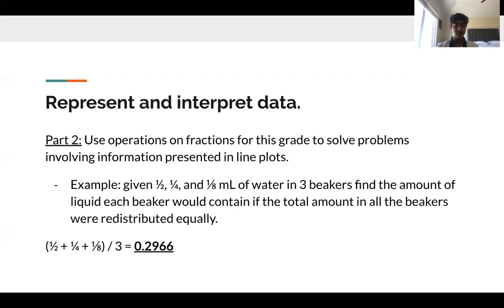So in this case, the answer would be 0.2966. You can rewrite that as a mixed fraction or just a normal fraction. But decimal form is fine as well. But the important part is understanding the thought process that goes through solving one of those problems. You add together the numbers and then you divide to get the average.